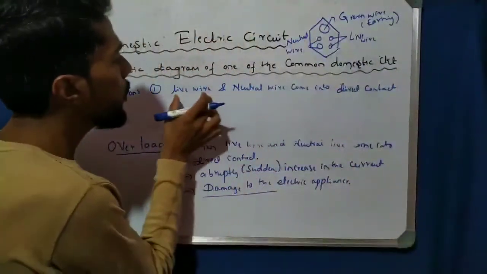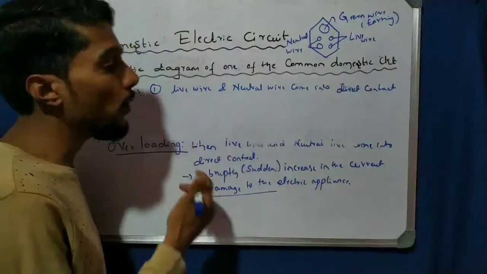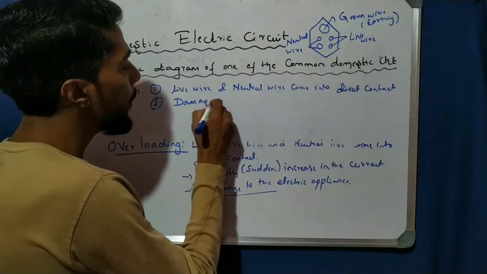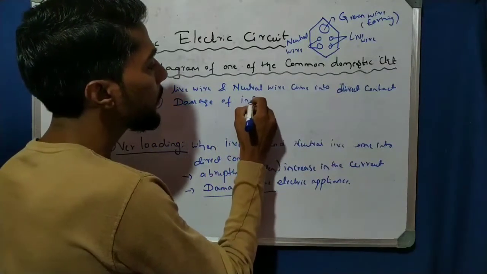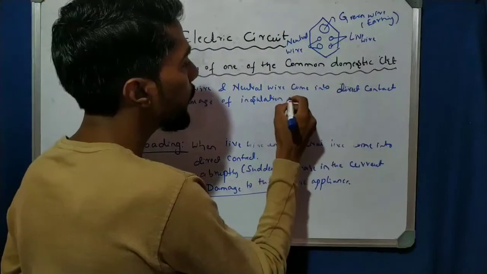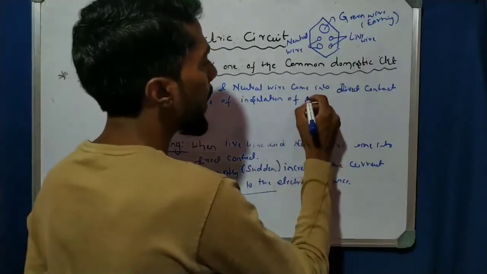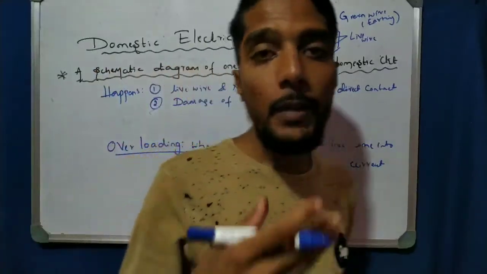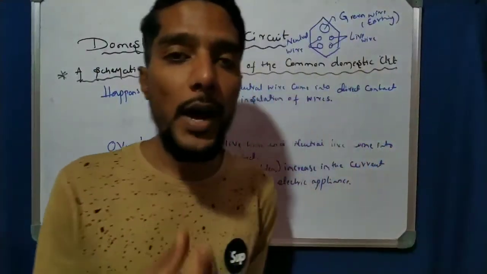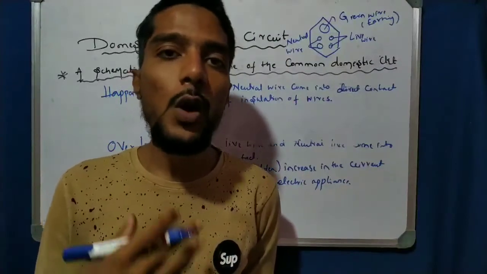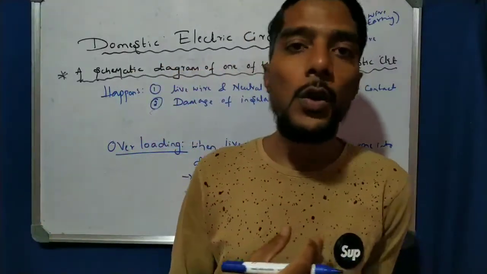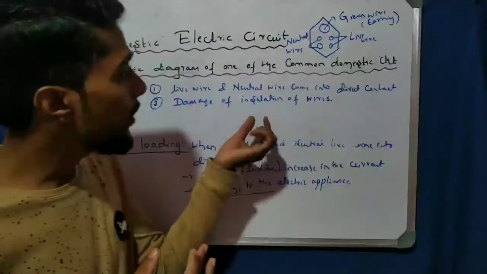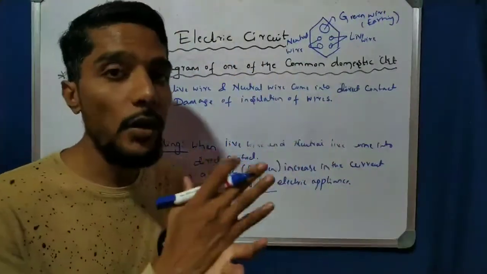Why does the neutral wire come in contact with the live wire? The reason may be damage of the insulation of wires. We know that a rubber coating is there on the wires. Rubber is an insulator used to avoid short circuit. Sometimes the insulation can be damaged or cut, and due to that damage, the wires may come in contact.